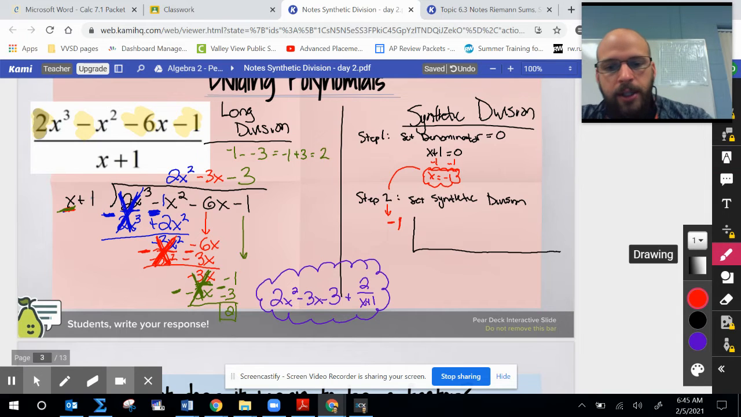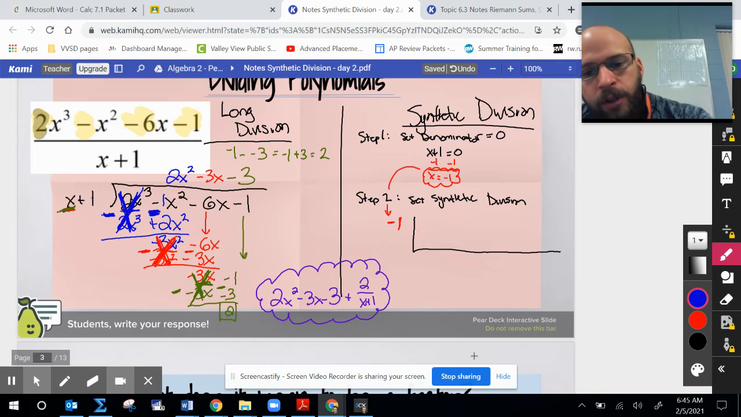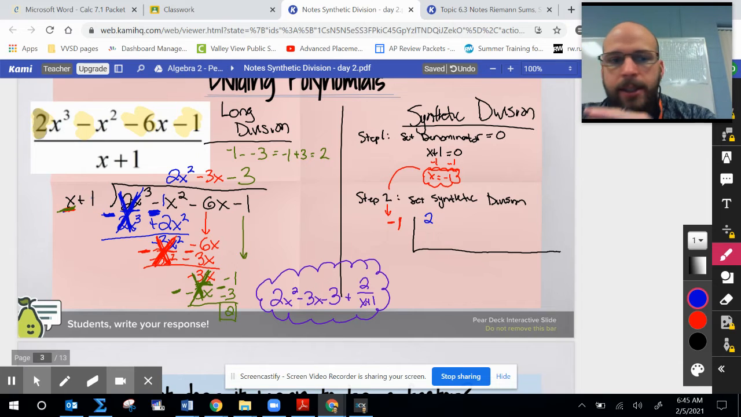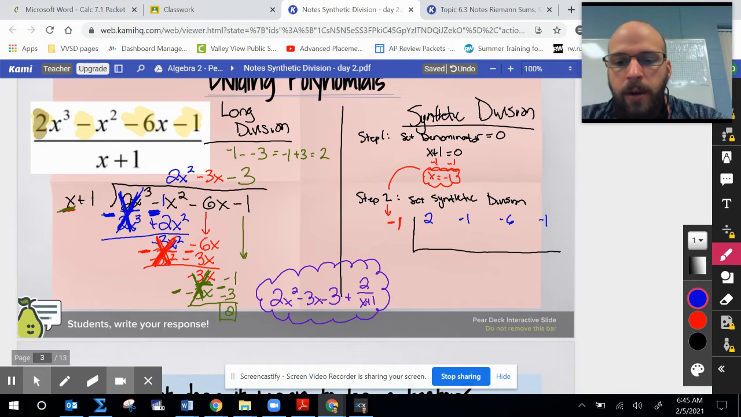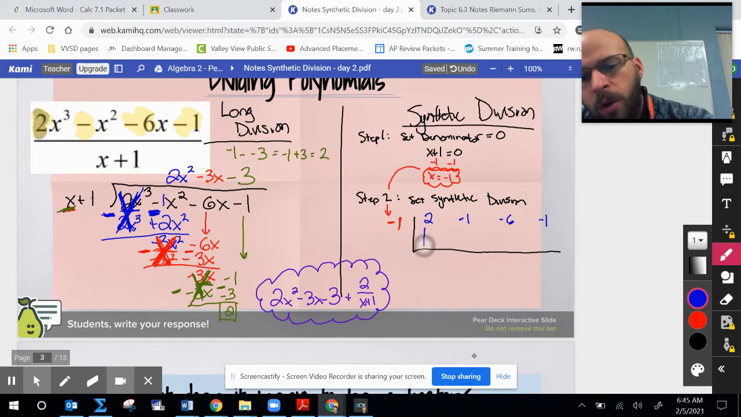So here's what it looks like. I'm going to take those coefficients and do them in blue. The first coefficient was a 2. No x's needed. The next coefficient was a negative 1 that I highlighted. The next coefficient was a negative 6 that I highlighted. The last one was a 1, negative 1, right? So I write them on the top. Now, pay very close attention. Feel free to pause, rewind as needed here, but I want to show you how synthetic division works.